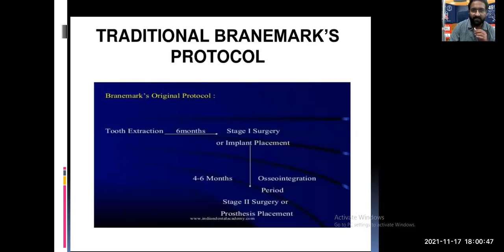So, coming on to the traditional Brånemark protocol. What is the original Brånemark protocol? The tooth extraction with 6 months of wait period, followed by the implant placement and then another 4 to 6 months of waiting period, and then stage 2 surgery. It was given by Brånemark 50 years ago, when implant dentistry was hard tissue oriented. Now implant dentistry has paradigm shifted towards soft tissue aesthetics, or the pink aesthetics. So this is where Brånemark's protocol falls behind in immediate implant placement cases.